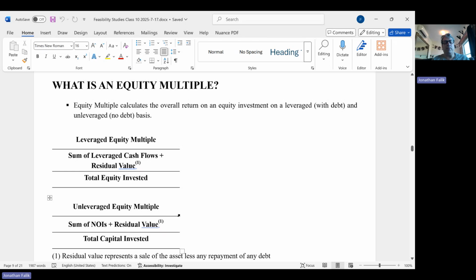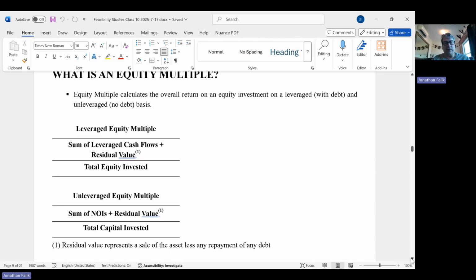The unleveraged equity multiple is all of the net operating incomes during our projection period, so year 1, 2, 3, 4, 5, plus the residual value, which is the sale price minus the payoff, minus the payment of any transaction expenses, and that is divided by the total capital invested. So we can do this with leverage or without leverage, meaning with debt service or without debt service.